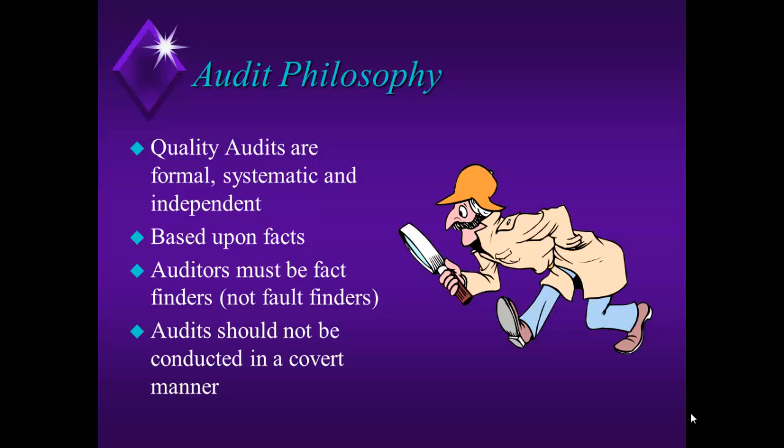Audit philosophy. Quality audits are formal, they're systematic, and they're independent. They're based squarely upon facts. Auditors must be fact finders, not fault finders. You have to go in and find the facts. You're not there to find fault. You're not there to point blame. You're there to point out the facts. It's hard for anyone to argue with you if you only point out the facts to them.